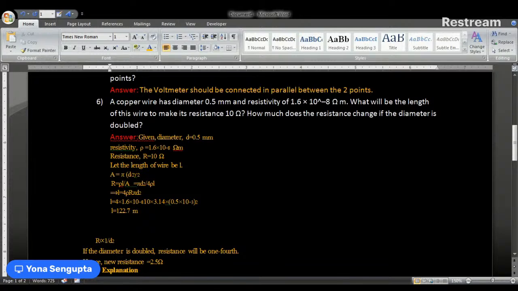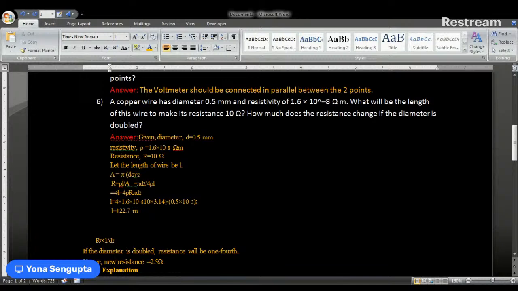Now, what did the question ask? This only asked what will be the length of the wire if its resistance is this. So the length of the wire would be 122.72 meters. This would be the length. Next, the part of the question says that how much does the resistance change if the diameter is doubled?